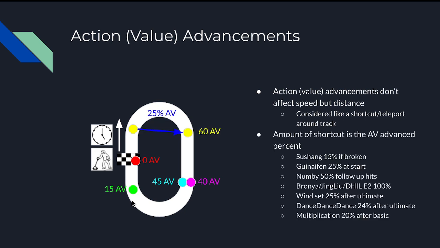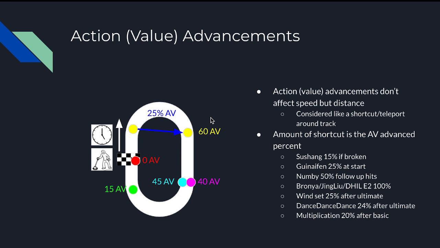So the yellow here is going to move with a 25% action value advance from the left part of the track into the right. It's still got a good amount of distance to cover, but it went from a 90 action value down to a 60. Its speed didn't change, but its distance did. And because of that, the timekeeper realizes that and says, okay, it only needs 60 to get there.